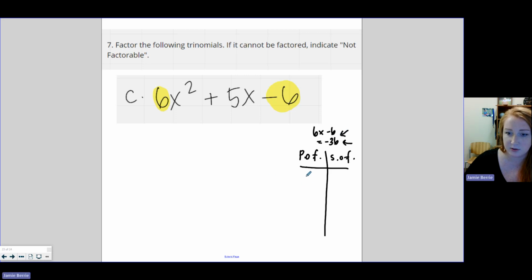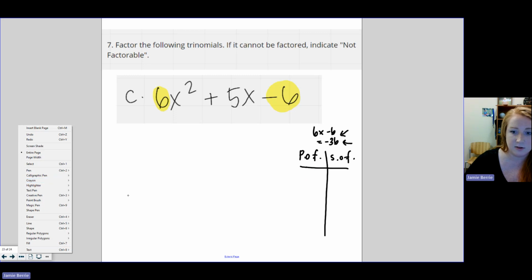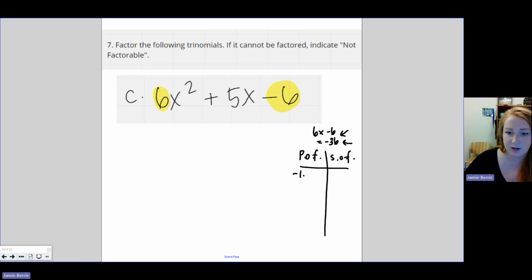So what are y'all's ideas? What do y'all think? Things that multiply to negative 36. Of course, negative 1 and 36. Positive 1 and negative 36. Could do negative 6 and 6. You could also do 9 and 4. So let's do negative 9, positive 4. And then positive 9, negative 4. Also 12 and 3. Negative 12, positive 3. Positive 12, negative 3.